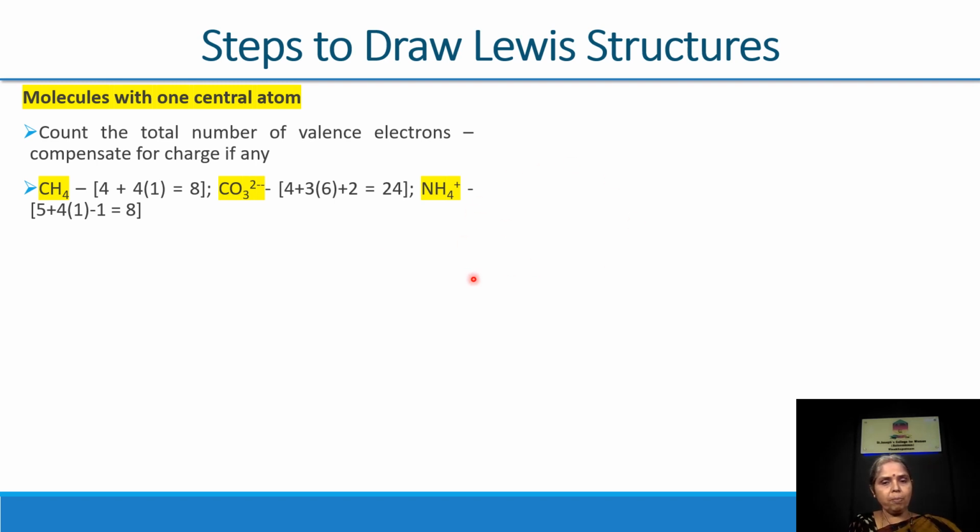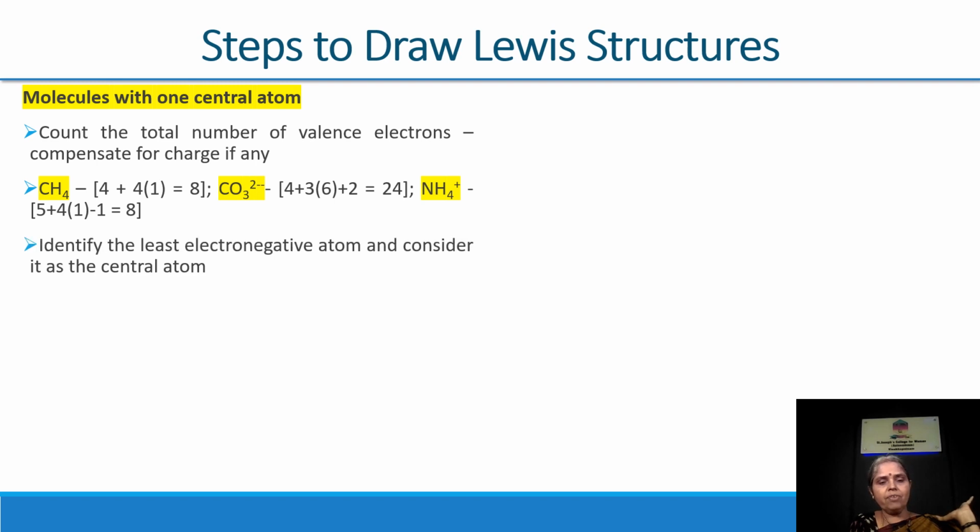Look here, for NH4 plus, there are 5 atoms, 1 nitrogen and 4 hydrogens. What is the valence shell configuration of nitrogen? 2s2, 2p3, means it is having 5 electrons. Each hydrogen will contribute 1 electron, which means there are 4 hydrogens. So 5 plus 4 is 9, and because it is having a plus 1 charge, you subtracted 1 here. So the total number of valence electrons is 8. So if you want to get the total number of valence electrons, you have to see what all atoms are there. Each one is having how many valence electrons, sum them up, compensate for the charge, then you will get the total number of valence electrons.